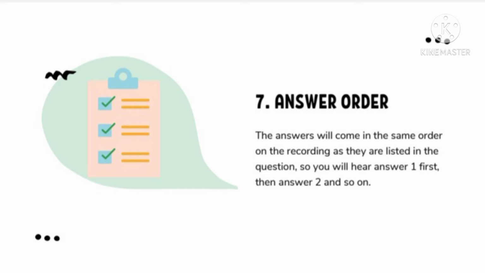7. Answer order. The answers will come in the same order on the recording as they are listed in the question. So you will hear answer 1, then answer 2, and so on. This makes it easier to choose the answer than if they were in a random order.